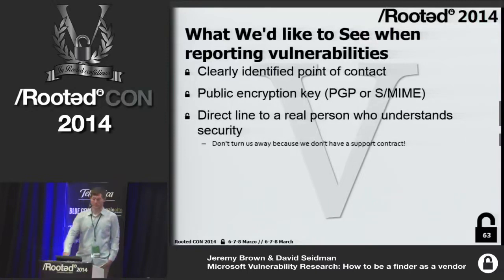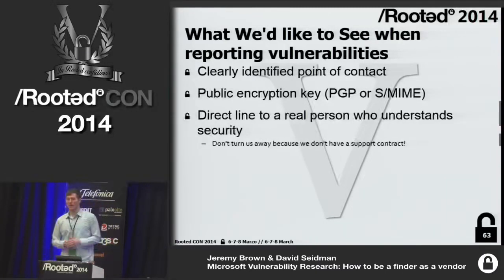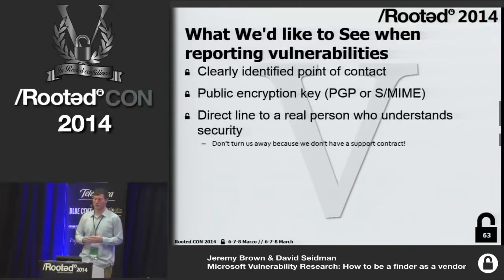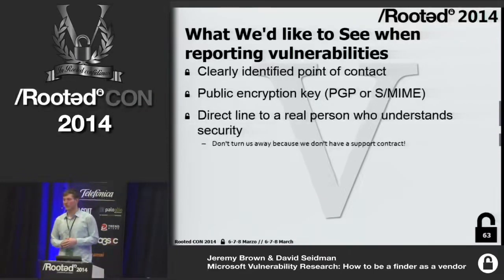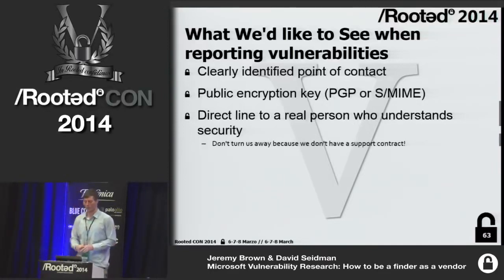We like to see, from our own finders and from the companies we report to, and this is just, like I said, the lessons learned. Some of the things we saw that could be improved on when submitting vulnerabilities: a clearly identified point of contact, PGP or S/MIME when reporting, and a direct line to a real person who understands security. It's pretty bad when you have to go through tech support to get a security person, but a lot of companies just don't have security programs, so you have to go that way sometimes. That's why having security contacts in those companies is so important.